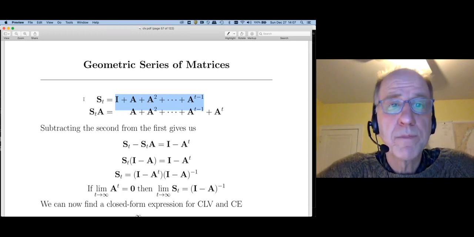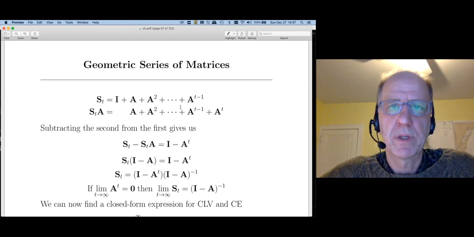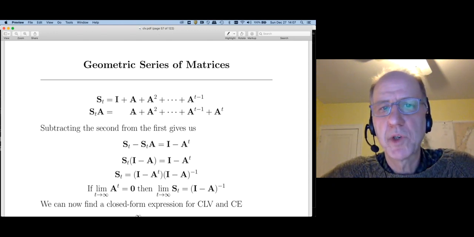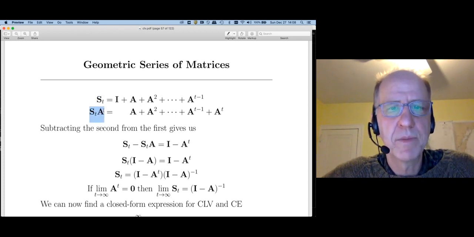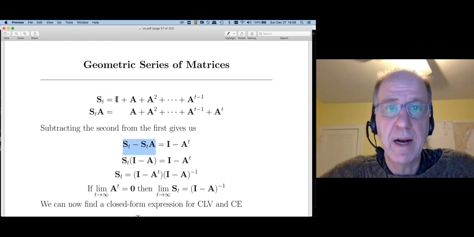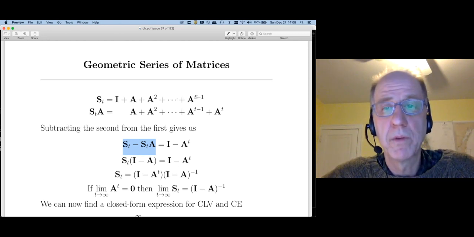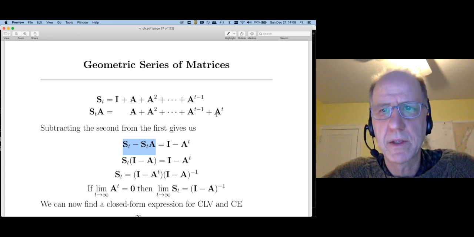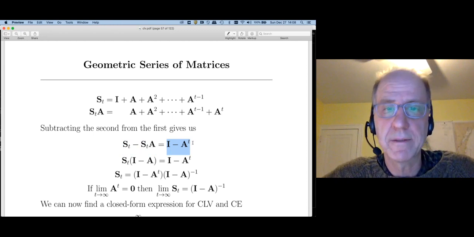Now, I'm going to post-multiply both sides by A. And so we end up with another geometric series of matrices. If I subtract the second equation from the first equation, so take S sub t minus S sub t times A, I get this. Now I can do the same thing to the other side. I take I minus nothing, and then you have A minus A, those cancel out, A squared minus A squared, those cancel out, all the way through A to the t minus 1 minus A to the t minus 1, those cancel out. And then I've got minus A to the t. So I'm taking the top equation minus the bottom equation. I get what's on the right.